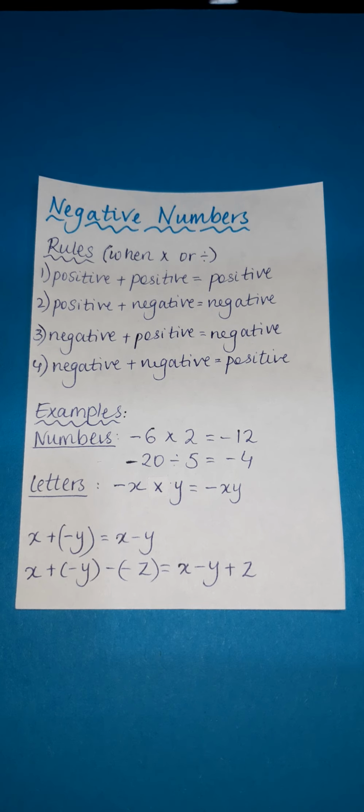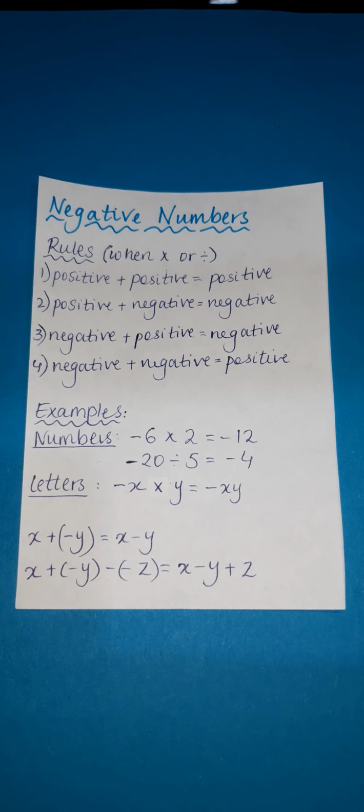So as we can see, the examples show that when we have numbers, we can have minus 6 times 2, which gives minus 12. And here we see that 6 is a negative. And because it's a negative, the answer is also a negative. The same thing happens with the minus 20 when we divide it by 5 and we get minus 4. When we look at the letters, we have minus x times y, and the answer therefore becomes minus xy because the x is negative in the actual question.